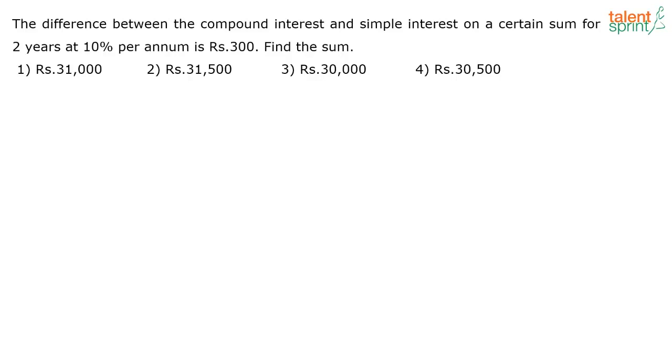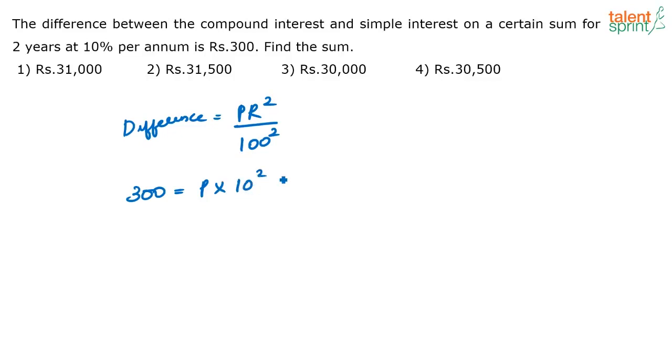So what is the formula? If it is 2 years, the difference between simple interest and compound interest is given by PR squared by 100 squared. So directly use this. So you have 300 is equal to P into 10 squared by 100 squared. So when you solve this, you will get P is equal to 30,000. That is option 3.